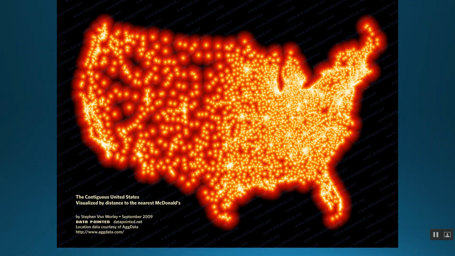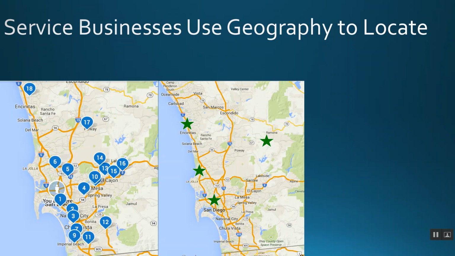And then if you look at this, this is from 2009. This is distance to the nearest McDonald's, right? There are fewer McDonald's in less populated places, but there's a lot of McDonald's, right? The range for McDonald's is pretty small, and the threshold for McDonald's is also pretty small.